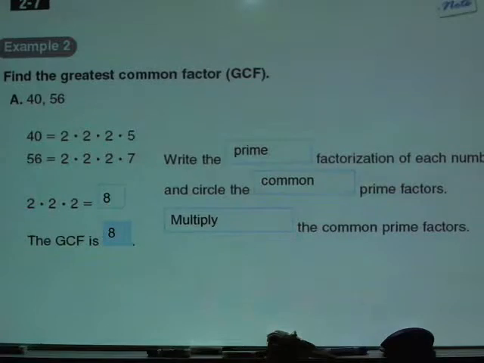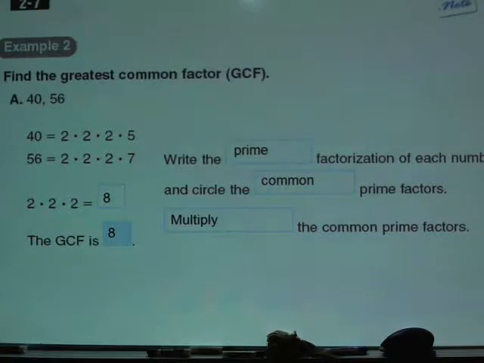Okay, so now they're going to have us find the greatest common factor using that other method that I mentioned. Now, even though I said earlier that usually comes out best with bigger numbers, it doesn't necessarily have to be done with just bigger numbers. You can really use it with any number. So what they're going to have us do first here is write the prime factorization of each number. So we're finding the prime factorization of 40 and 56.